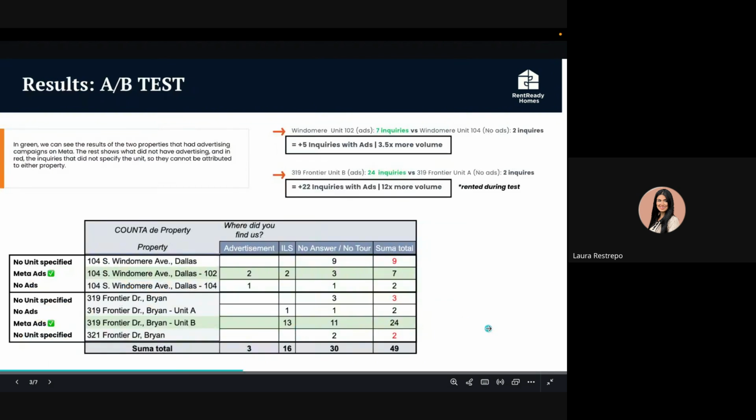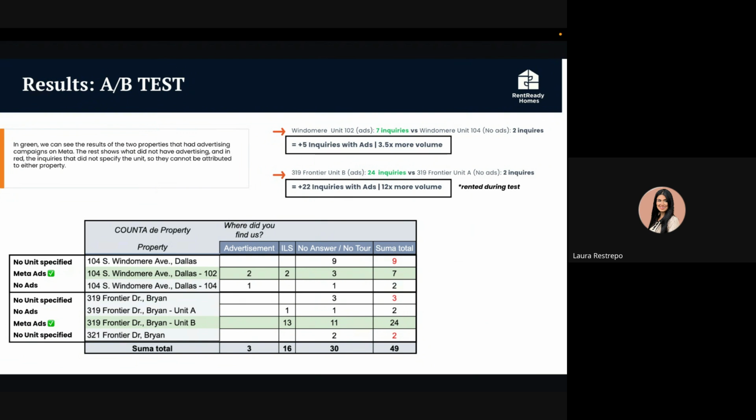So basically, we have the A/B testing. We test two properties: Windomer and 319 Frontier unit. So we have two tests. One is to compare Windomer 102 and 104. We can see the result of the two properties that had advertising campaigns on Meta, the green highlight. The rest did not have advertising, and the rest of the info is basically no unit specific.